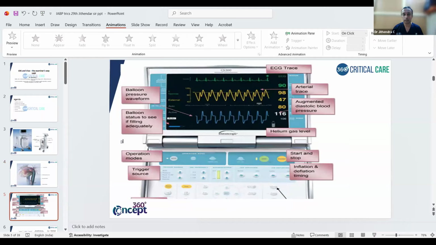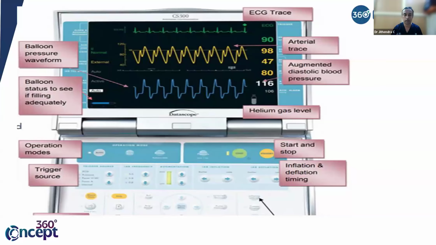So this is the console's display picture. The top one is the monitor of your console. The top green line is your ECG, and you get the heart rate from the ECG. Next, you have your arterial waveform, the one in yellow. It can be in different colors, that doesn't matter. Below that, in blue, is your IABP inflation waveform, the balloon pressure. That is what will be displayed there.